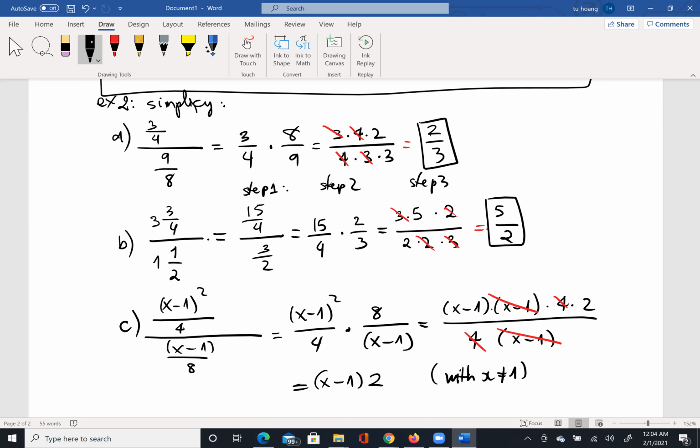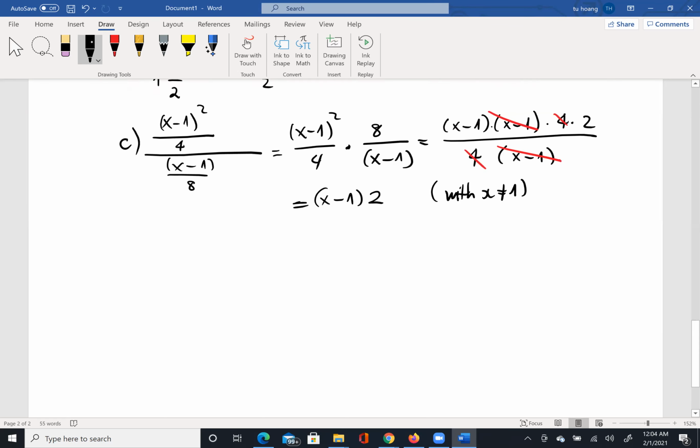Let's try to have some harder ones, right? D. Let's have 1 over a plus 1 over b, everything divided by 1 over a minus 1 over b. Okay. So it looks like we need to work on step number 1, because we haven't got a single fraction yet for both top and bottom. So in step number 1, I need to combine the top.